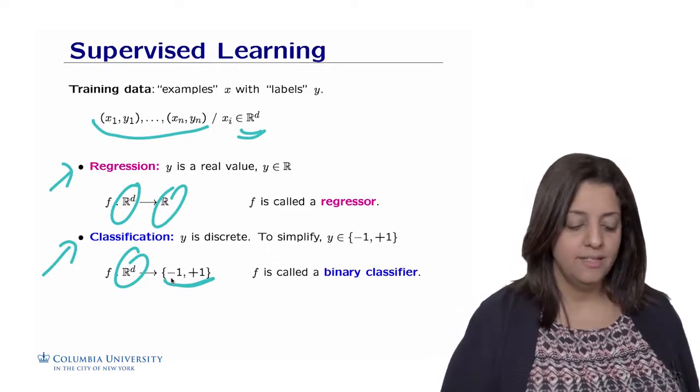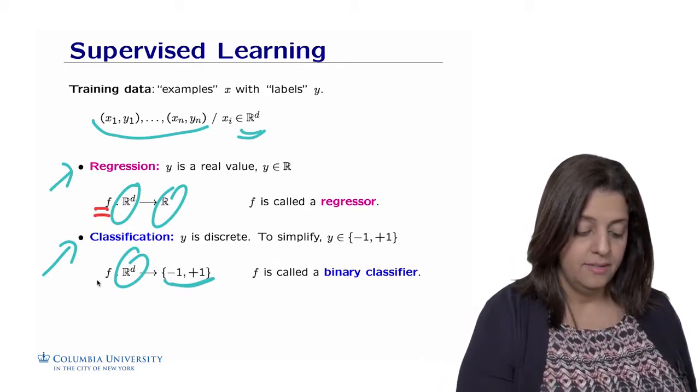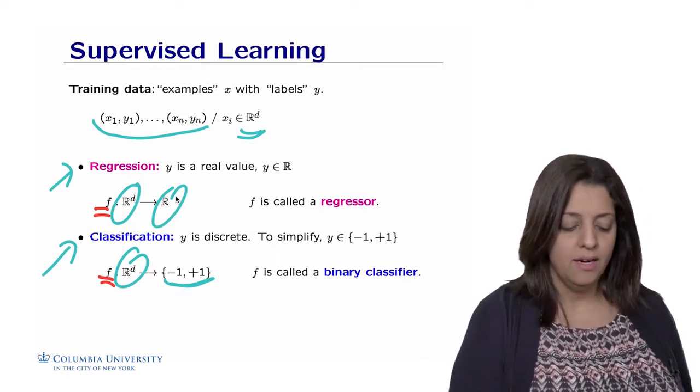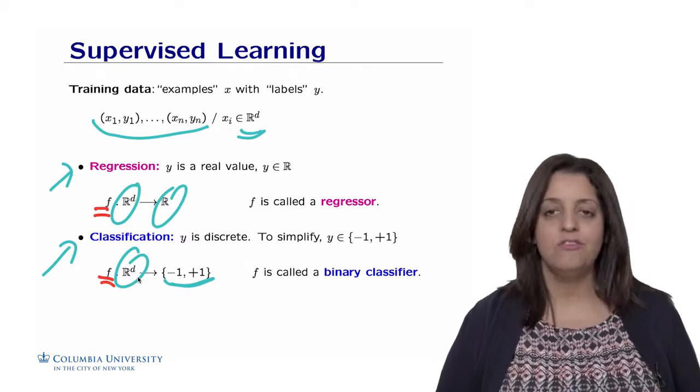Okay, so I'm trying to find models, and these models actually map. These are the two models. One maps from the feature values into R, and the other one maps from the feature values into a set of binary values.